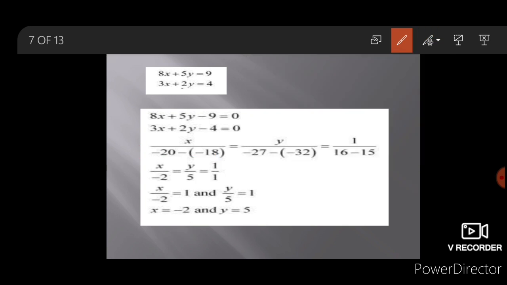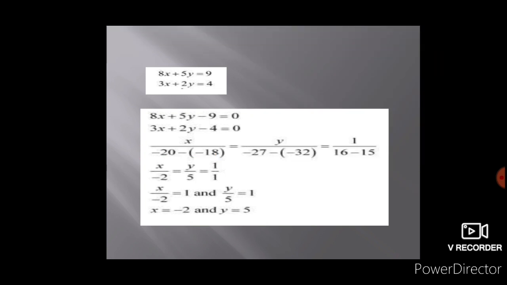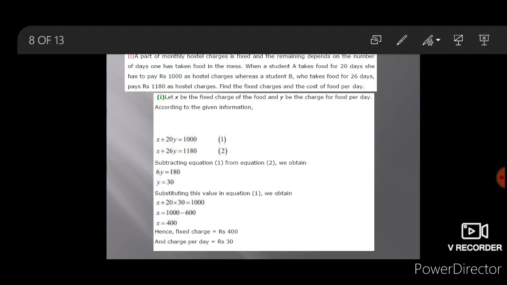Next question. This is our next question. Now it is a word problem. First of all, we have to solve the word problem. After that we can solve it.